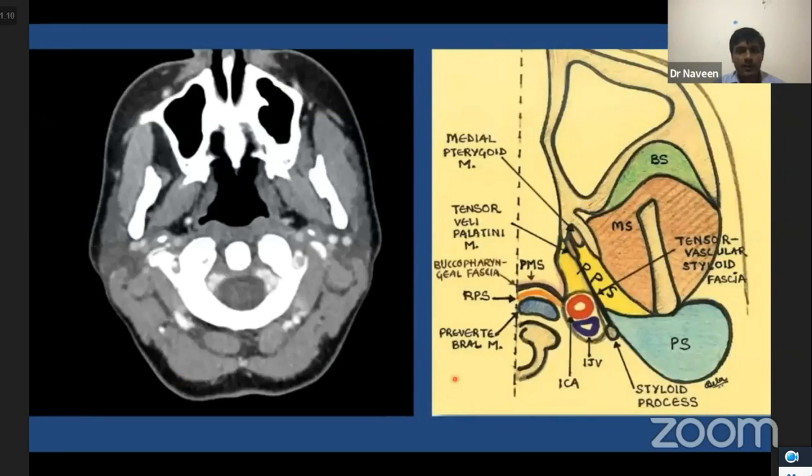And here, this is the axial CT showing the anatomy of the parapharyngeal space, which appears as a dark signal due to fat. Anteriorly, it is related to the masticator space. Medially, it is the pharyngeal mucosal space. Posterolaterally, it is related to the parotid space, and posteriorly, it is related to the carotid space.